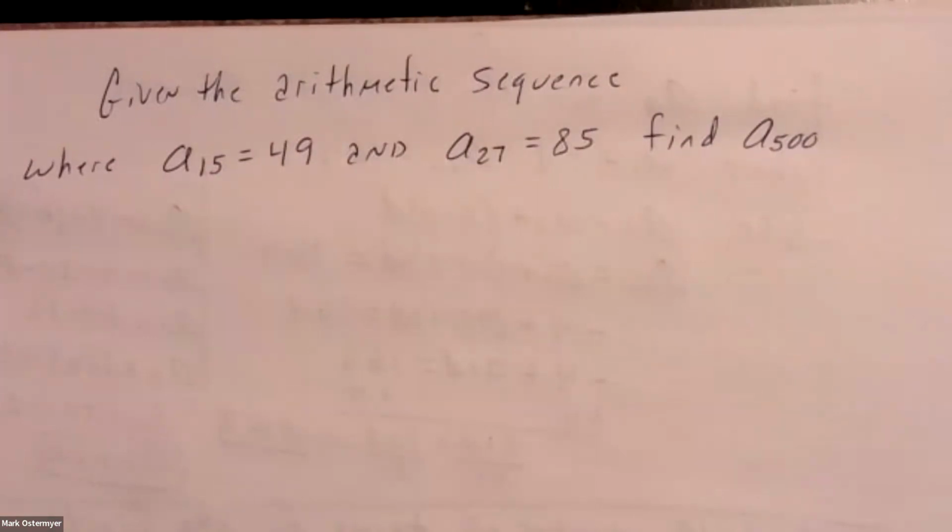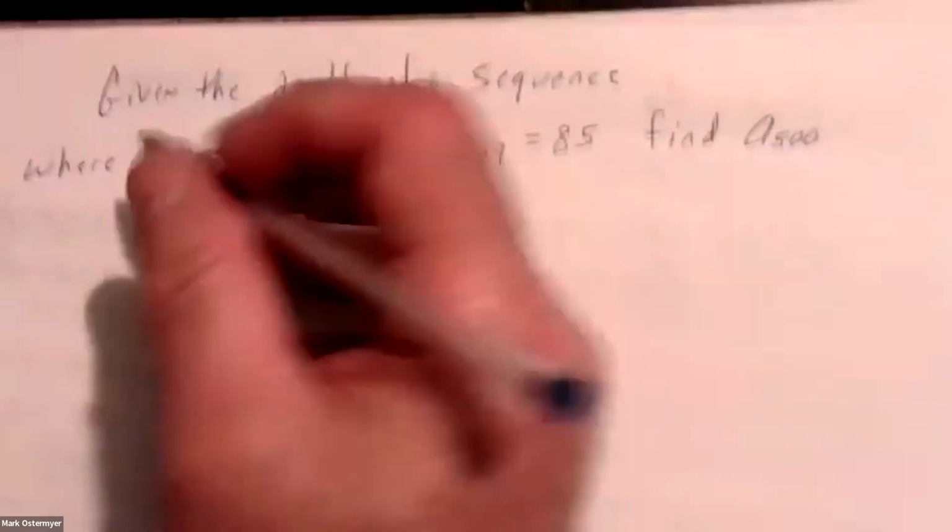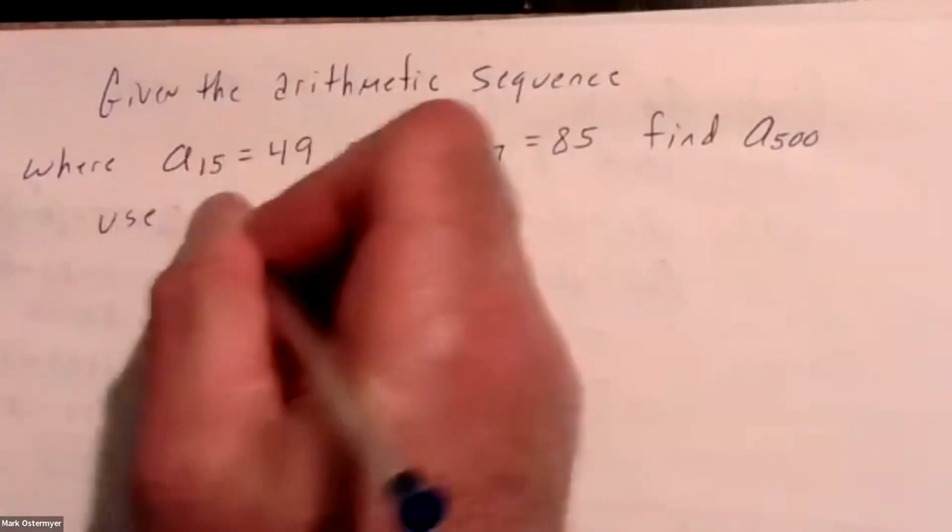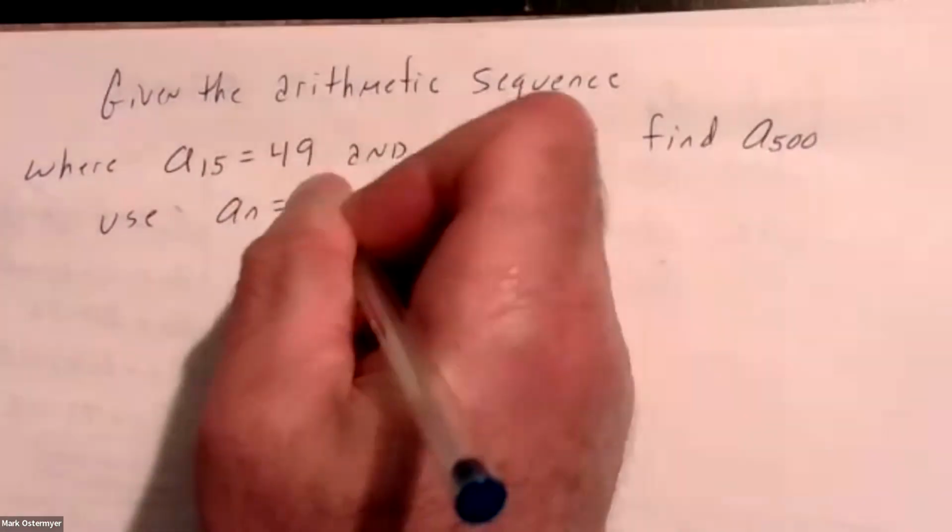Okay, so to do this problem, we have two things missing that we need to know. We got to know the first term of the sequence, and we also have to know the common difference. We don't know those things. So we're going to use, you guessed it, our nth term rule to help us out here.